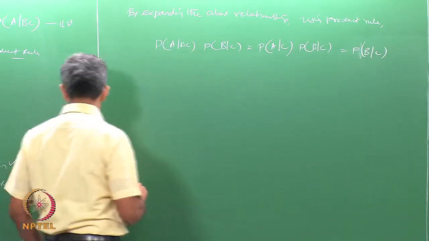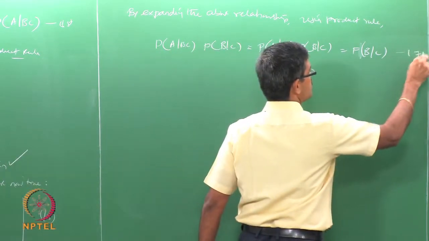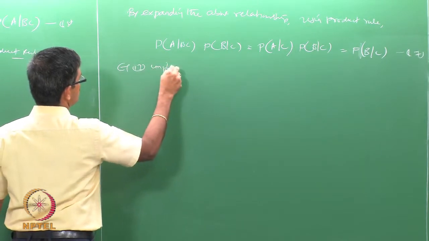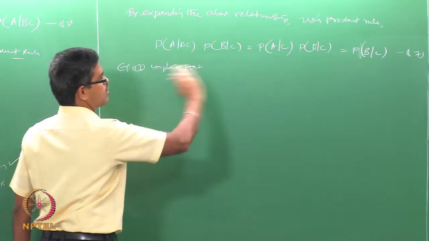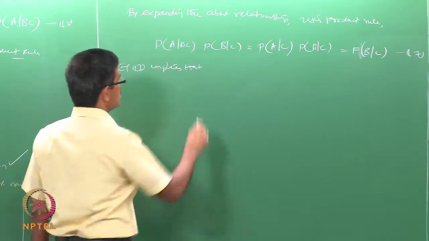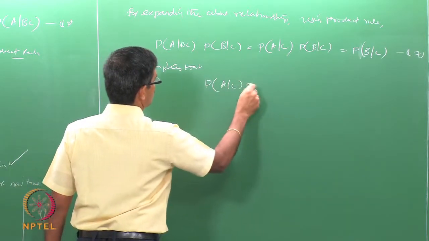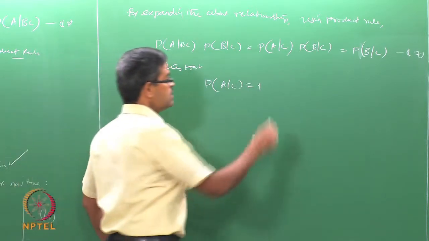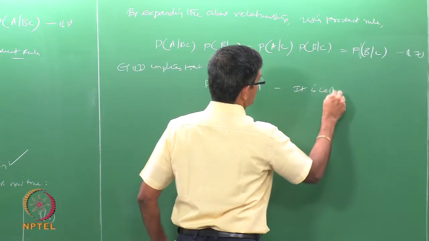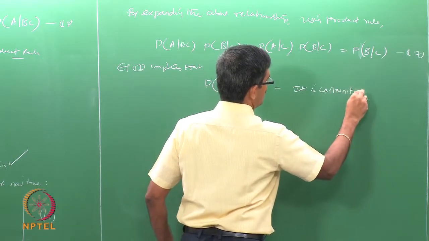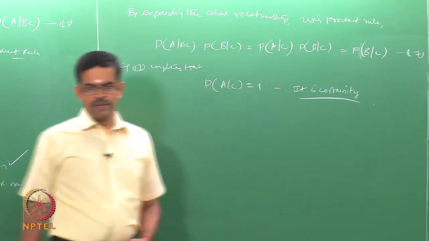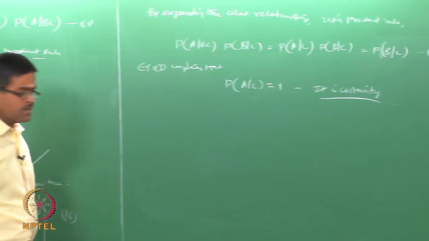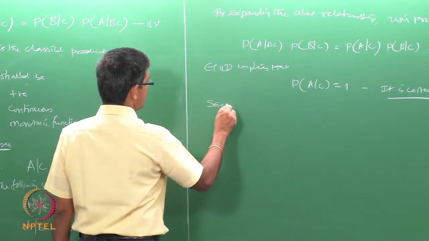This equation, let us say equation number 17, implies that if you look at the equation carefully, you will realize that probability of A given C is unity in this case. What does it mean? It means certainty. So, that is one of the limiting cases. Let us take the second case.